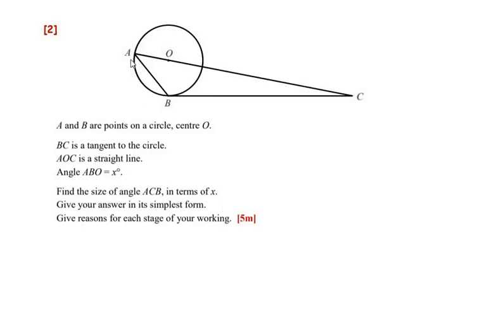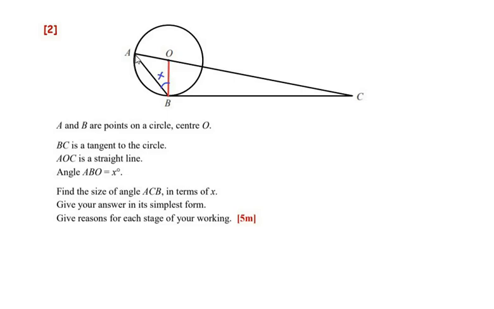Now here, A and B are the 2 points on the circumference of the circle with center O, and BC is a tangent and AOC is given as a straight line. Now it is given that angle ABO is equal to x degrees. So let us mark it over here. So we have connected the center of the circle to the point B and angle ABO, this is going to be x degrees.